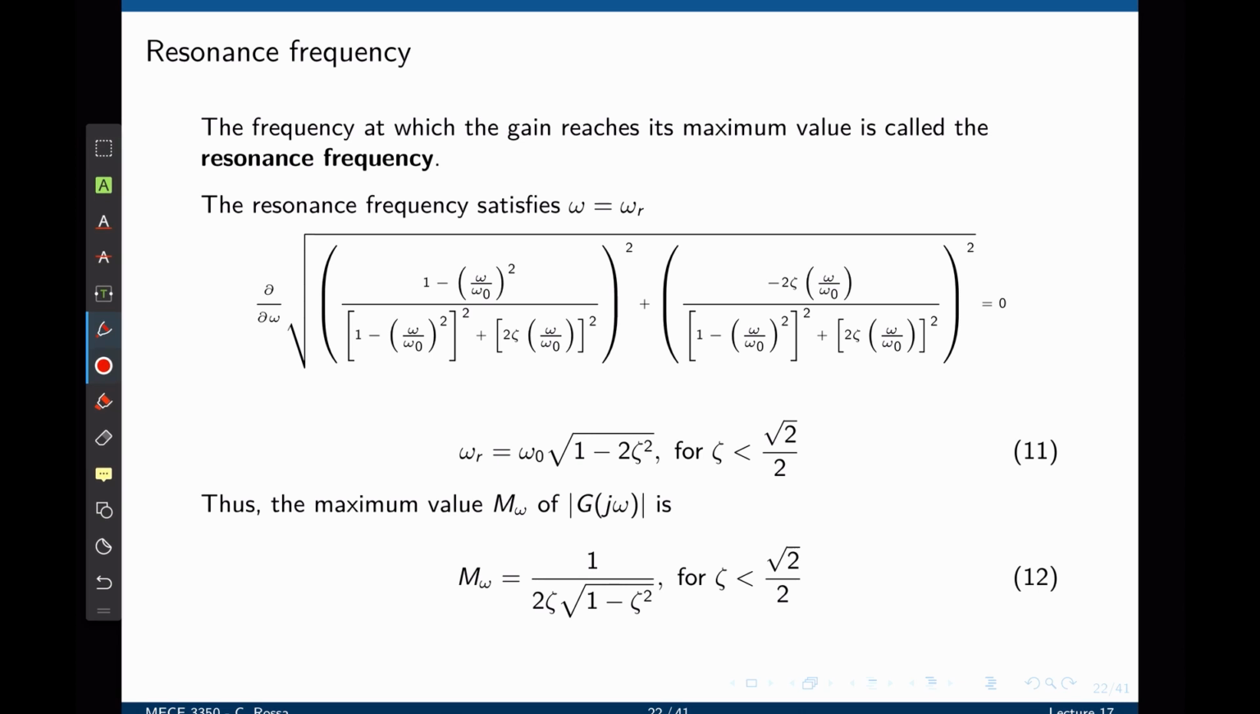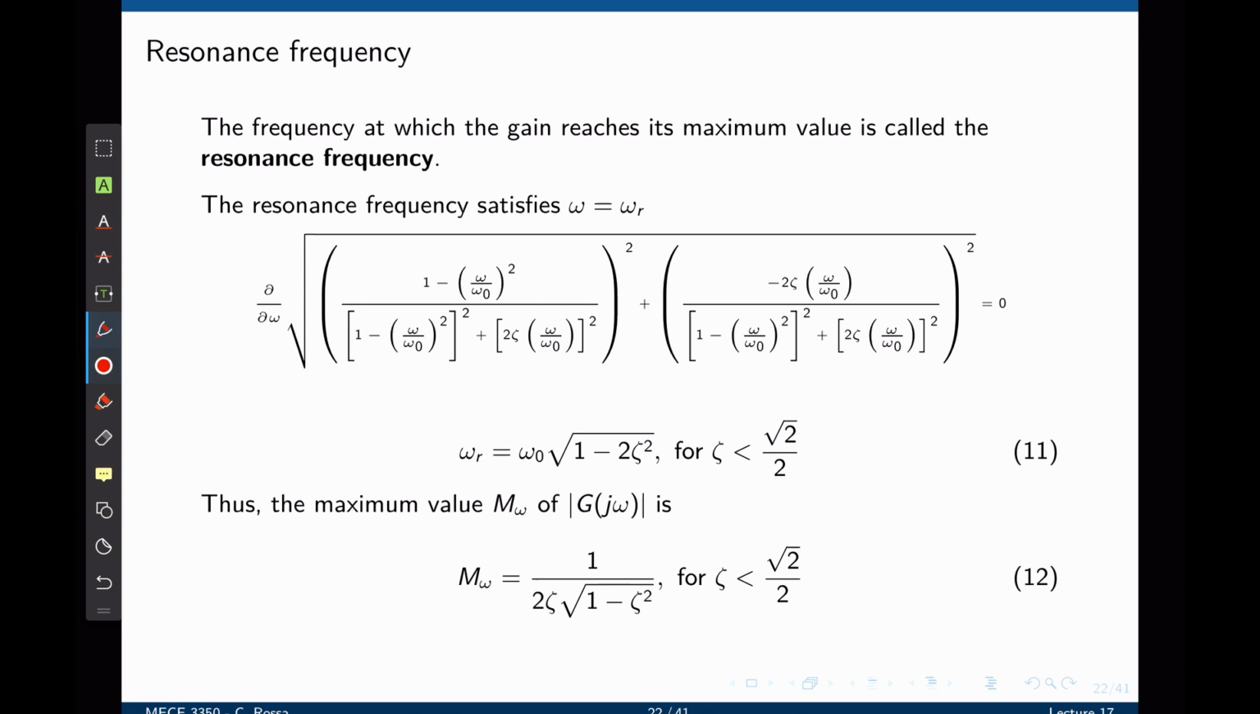We can now solve for omega, and the value of omega that satisfies this expression is omega r, the resonance frequency. And you can find it through some manipulations that I'm going to skip in this lecture, but the result is shown here. We see the cutoff frequency of the complex pole, and we see that it is multiplied by this constant that depends on the damping ratio. So the damping ratio, or zeta, will shift the cutoff frequency and the resonance frequency by a certain amount. They are very close, but they are not necessarily the same.